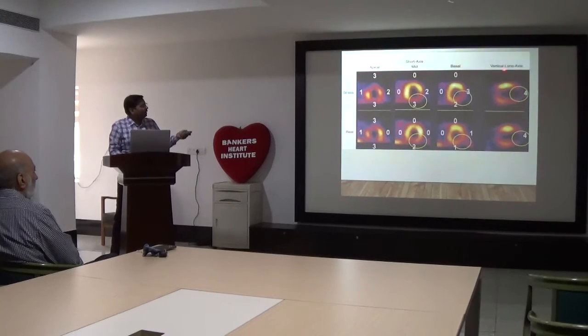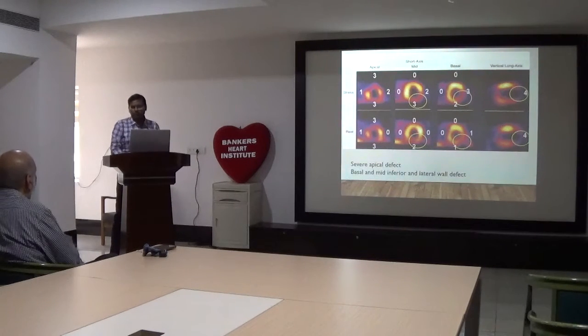But in the long axis, we can see it at the apical segment. This is the apical segment. In the apical segment, there is decreased thallium activity, and at stress also there is decreased thallium activity. So we can say from this slide that if we revascularize this patient, there would be a significant chance of increased contractility in this part, but not in the apical. So that is permanent damage.